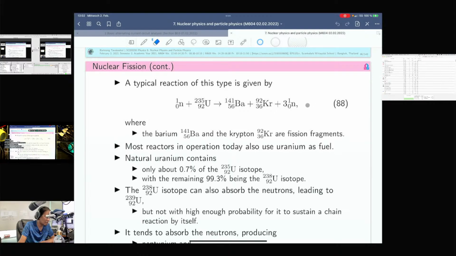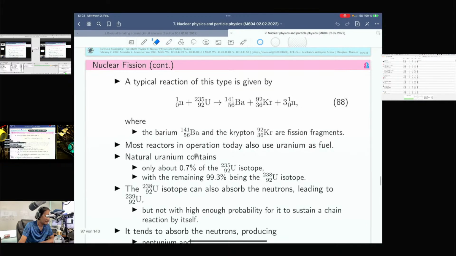You get another group of outcome, which is three particles of neutron. You just insert only one neutron with high kinetic energy, with high speed, it hits the uranium, but you get at the end three neutrons, and these are going to move also with kinetic energy later. Most reactors in operation today use uranium as fuel. So uranium-235 is one of the popular initial elements for nuclear fission.